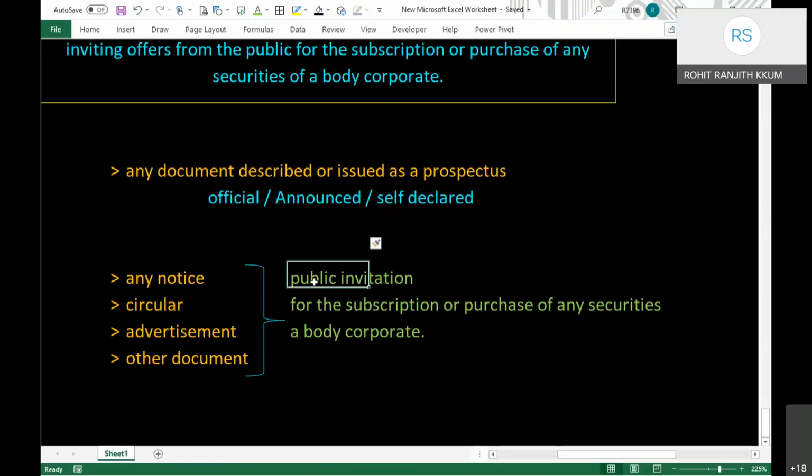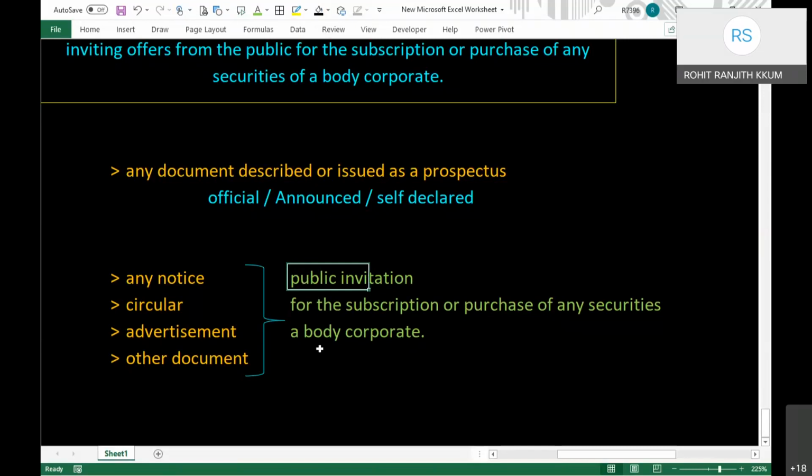Now the first question over here is public invitation. What do you mean by public invitation? Answer, what do you know about it? Offer to the general public. All right, offer to the general public. What do you mean by offer to the general public? Sonia? What do you mean by offer to the public?